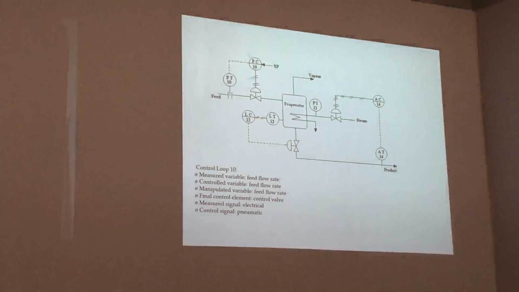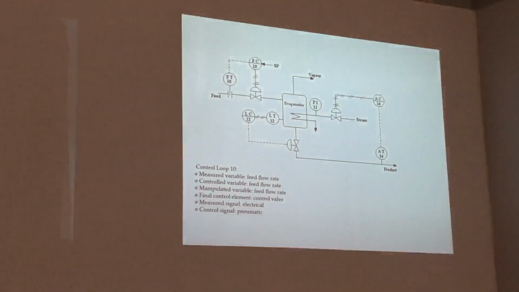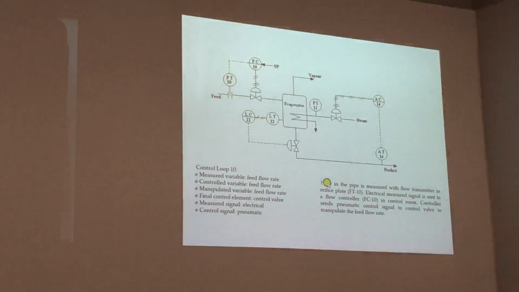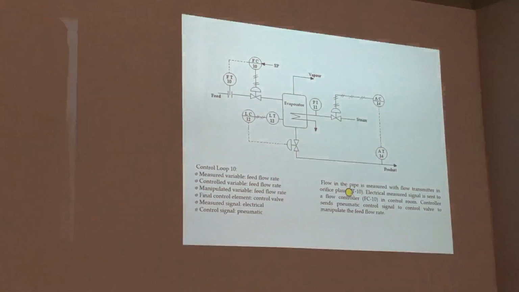This type of question does come out, and we have to describe the loop also, right? Let's say loop 10. How shall we describe? When you describe, there are certain keywords that you need to write, right? First of all, the flow in the pipe is measured with the flow transmitter, and then the flow transmitter has the label FT10. Electrical signal is sent to the flow controller. So from here to here, you must identify it's an electrical signal sent to this location.